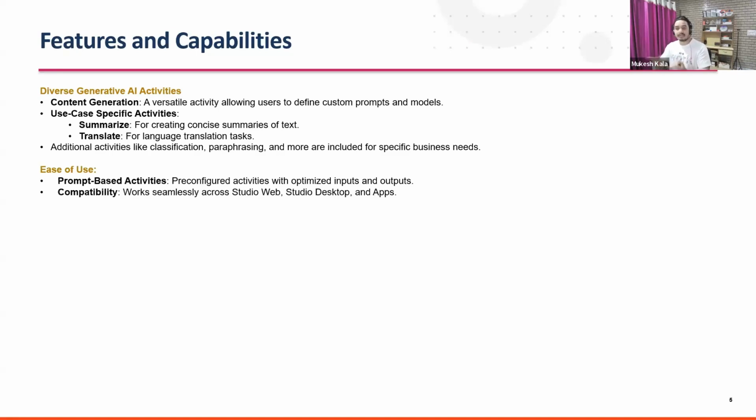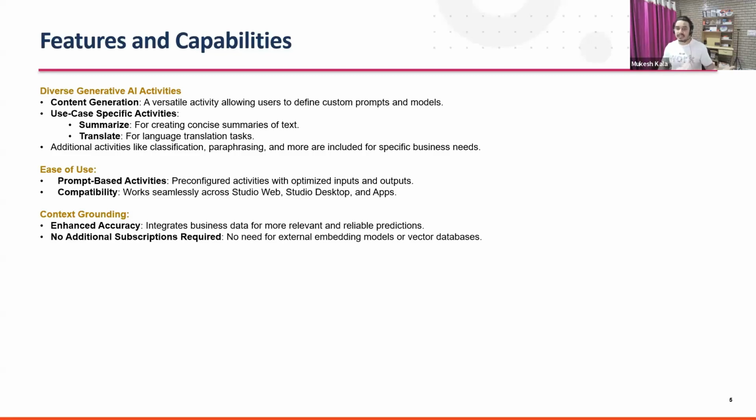It is compatible with, as I mentioned, Studio Web, Studio Desktop, and Studio Apps. It has integrated something called context grounding, which simply means that if you ask the AI today who is Mukesh Kala and what he is doing on Friday, it won't be able to know. But if I provide details about myself and the agenda of this session, it would be able to understand. That is called context grounding.